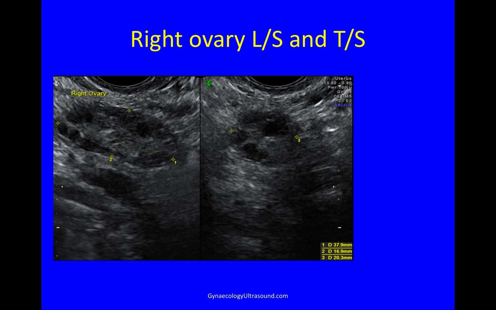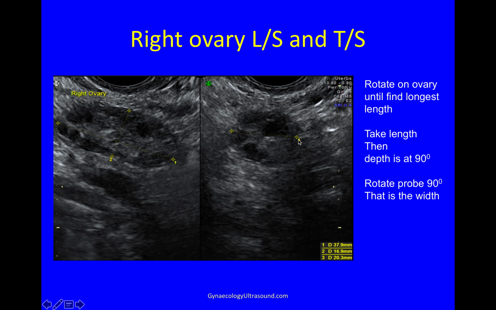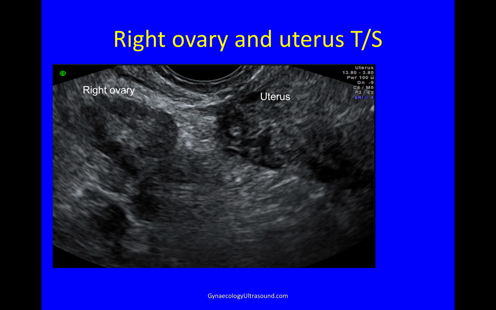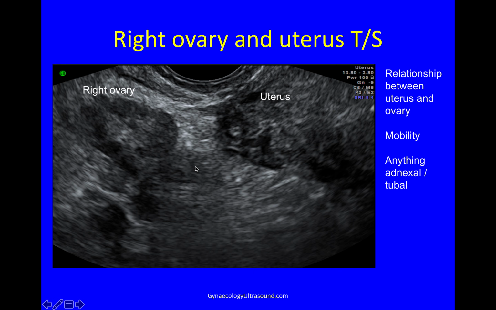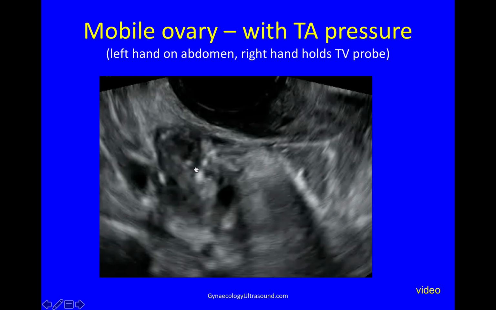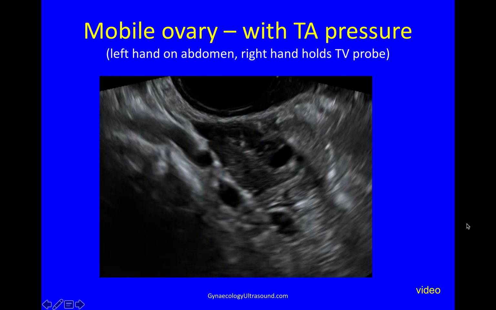Do the same for the right ovary. This is the longest length, and that's therefore the depth. You rotate at 90 degrees to get the width. And again, you assess whether there's anything between the uterus and the ovary, if there's anything in here that's not normal. And you need to judge whether the ovary is mobile.